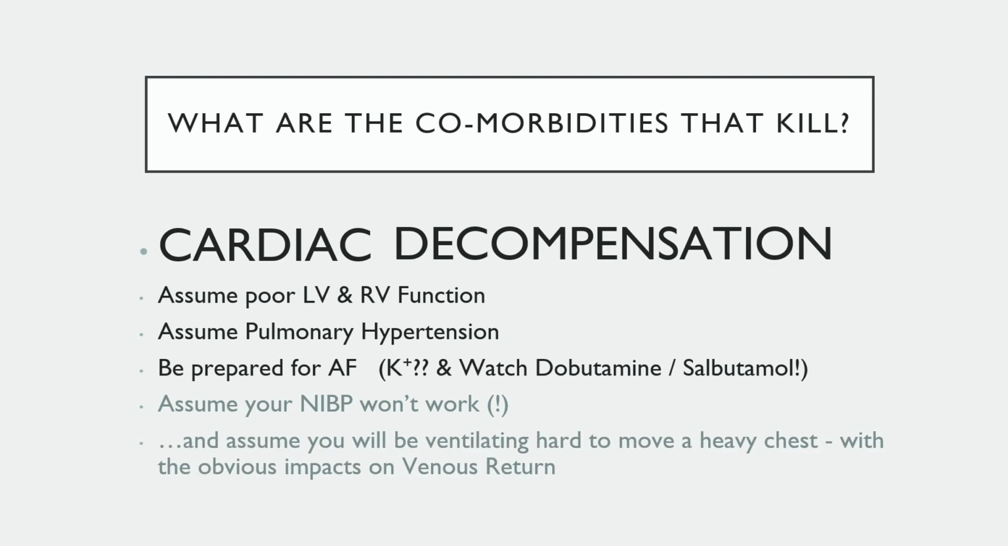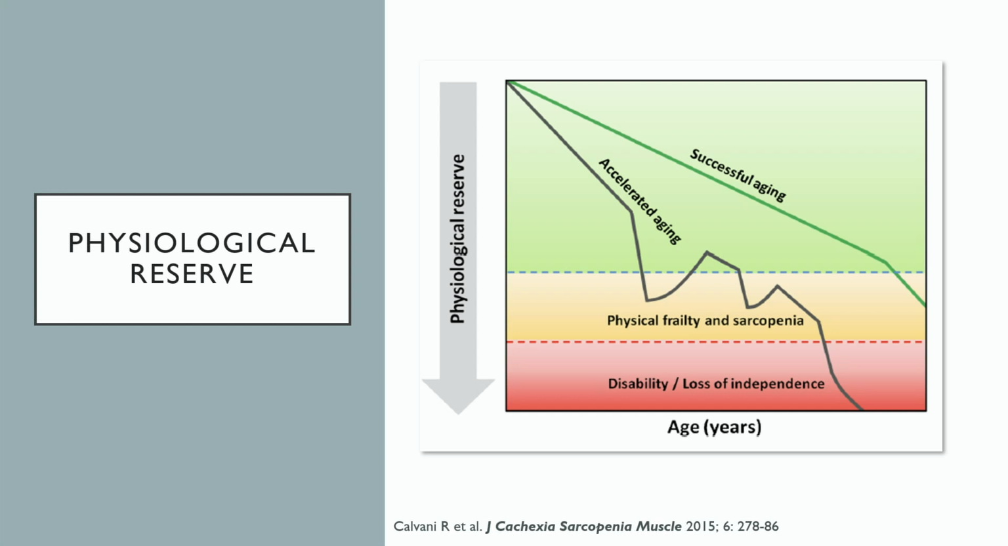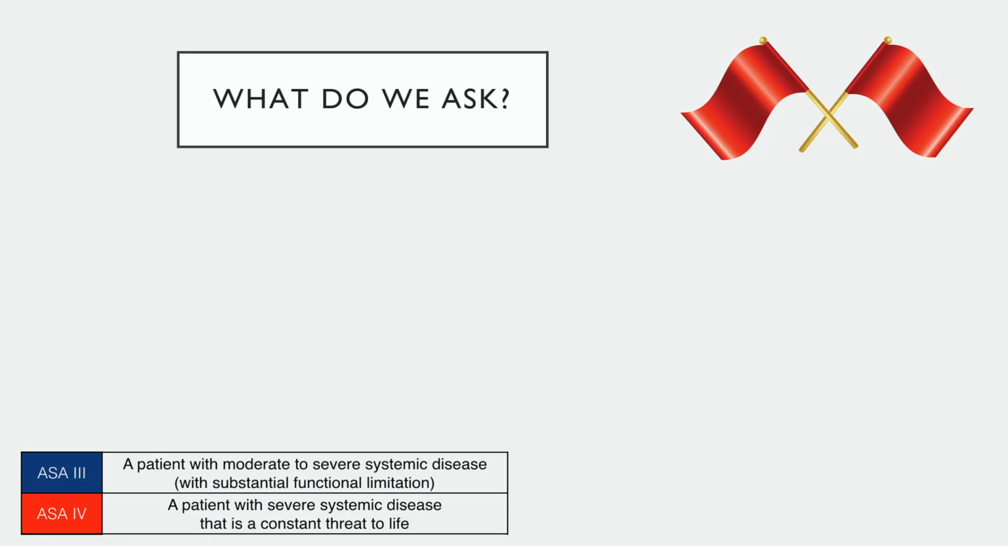So yeah, assume your non-invasive pressure won't work, and assume with these patients, this is the other thing I tell our guys, you're going to have to ventilate them hard. So, I got 36, okay. So expect them to drop their blood pressures. And big patients, these ropey patients, they're like old patients. Their heart has got an accelerated deterioration and accelerated aging.